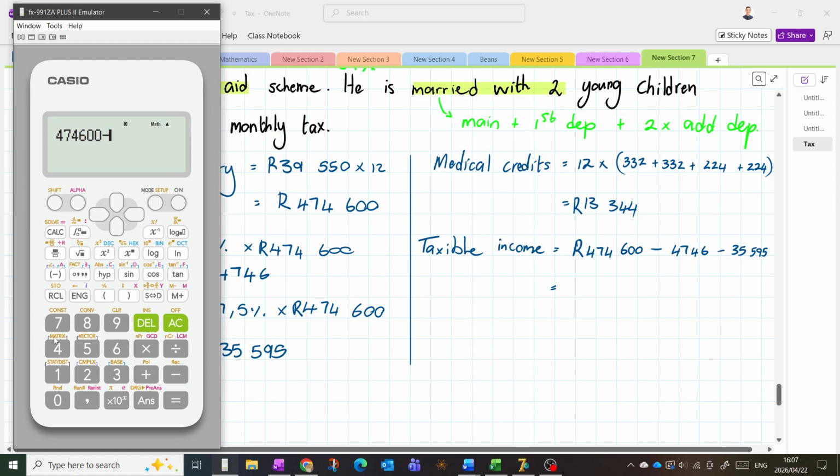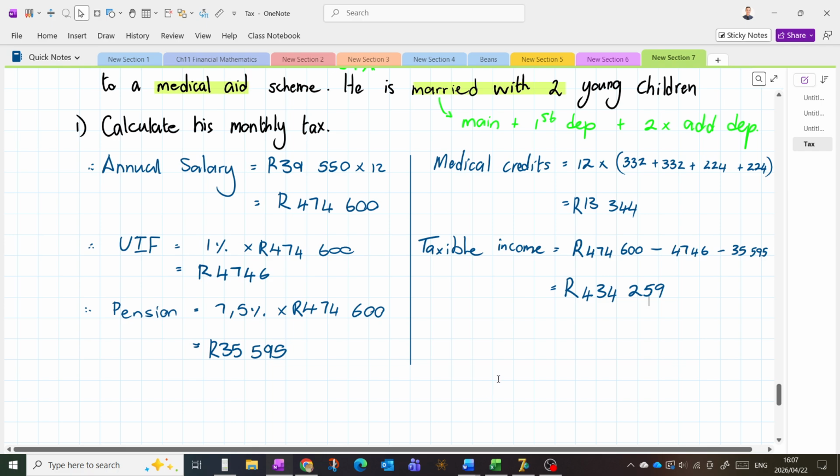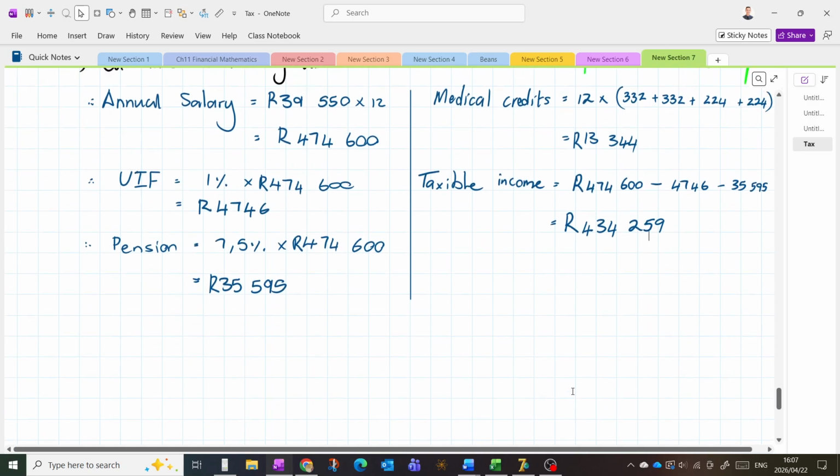474,600 minus 4,746 minus 35,595 Rand. So he is only allowed to be taxed on 434,295. No, not 95, 59. Being dyslexic again. Okay, so that's all of it that we need.